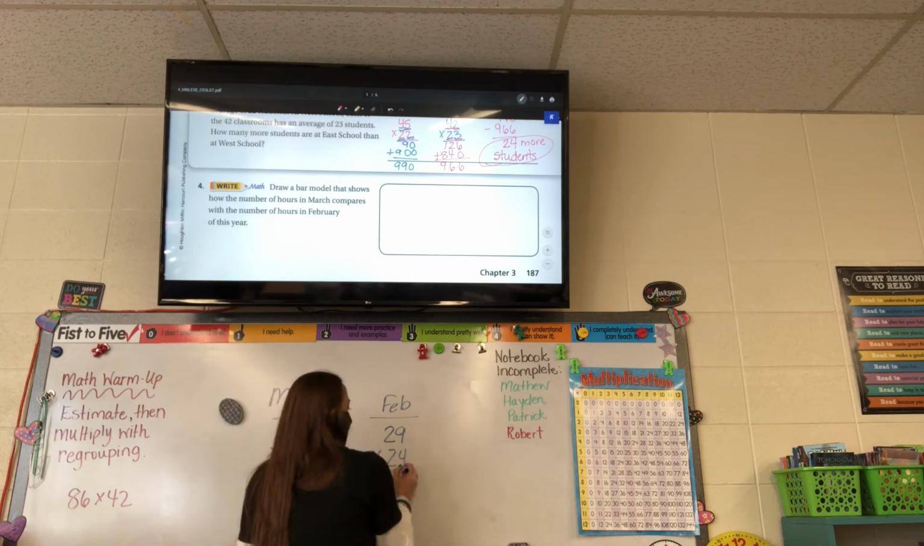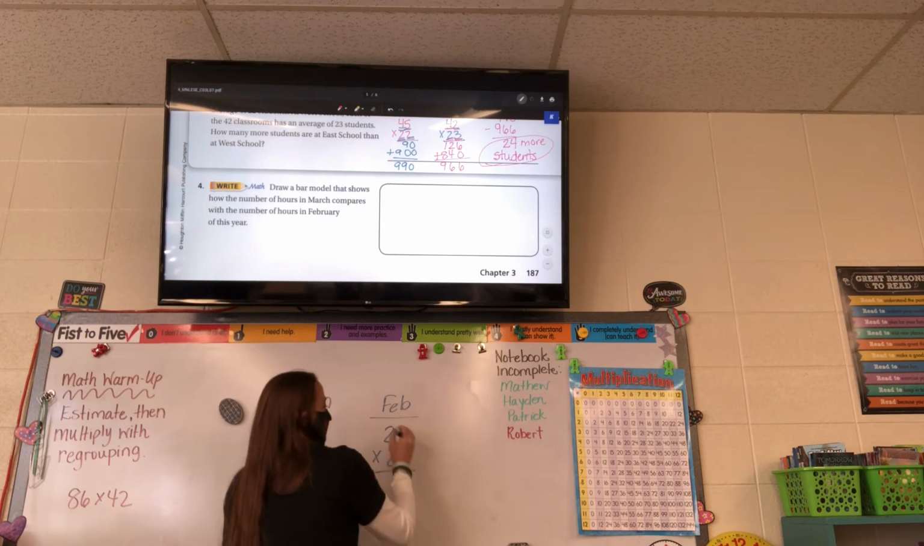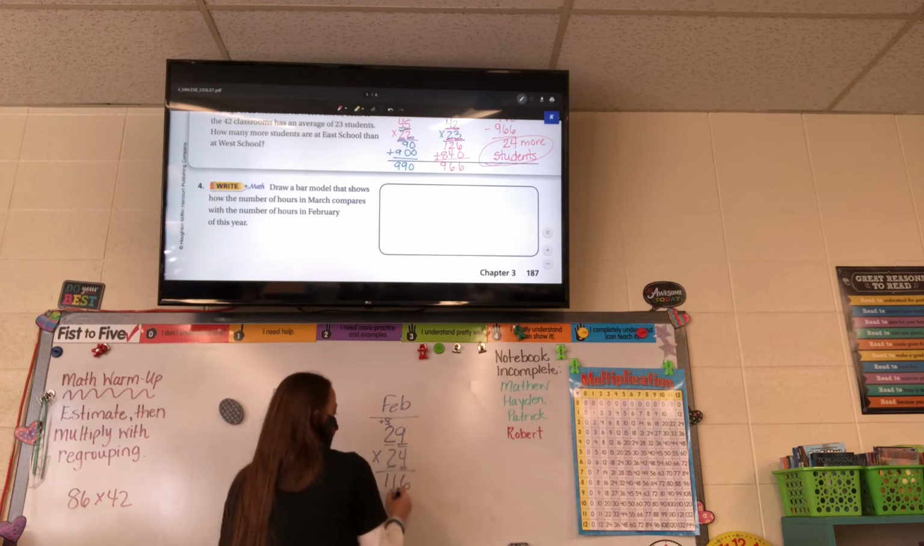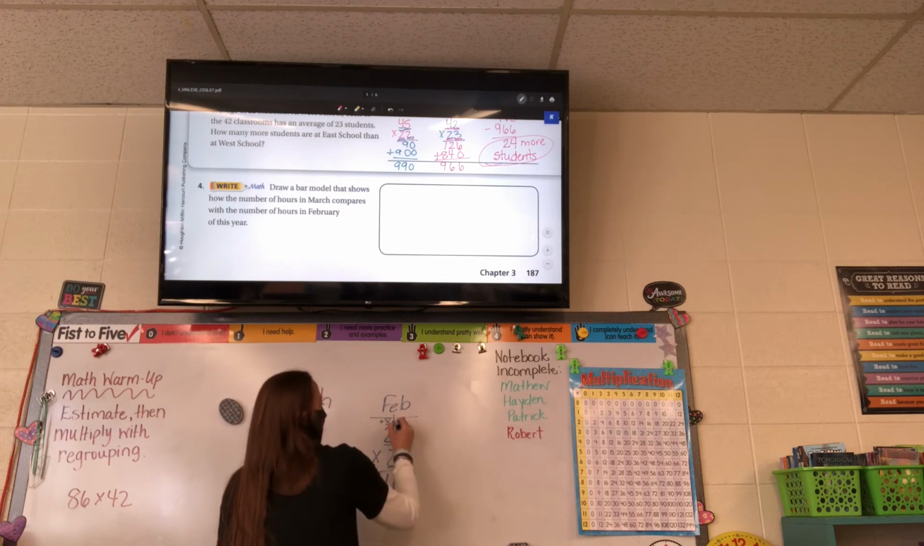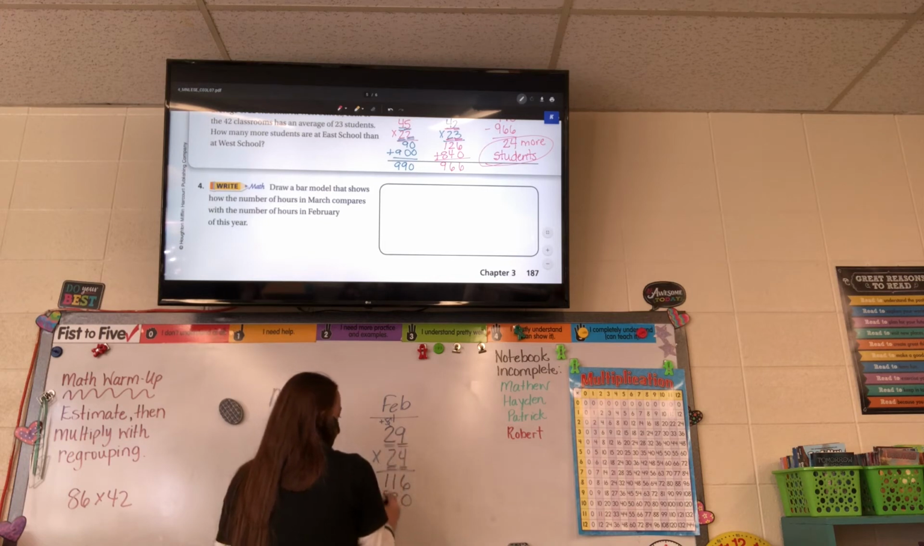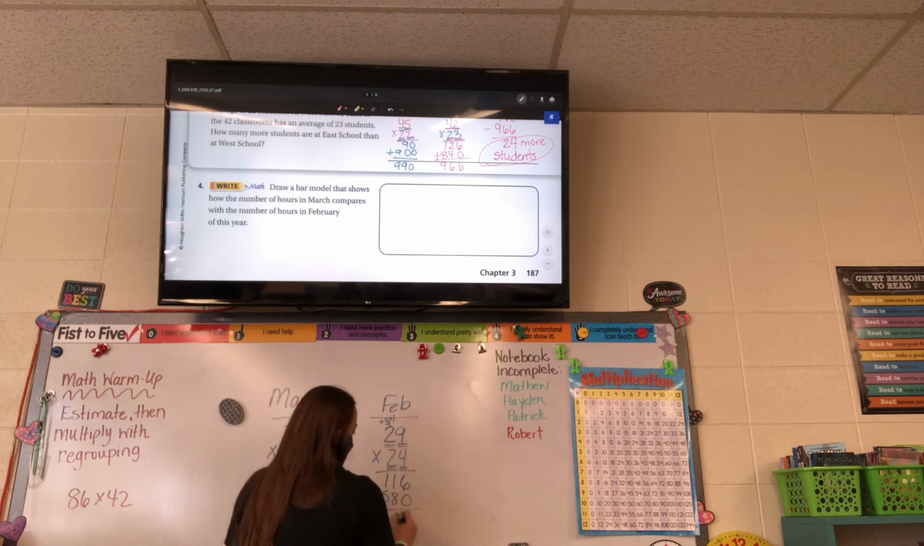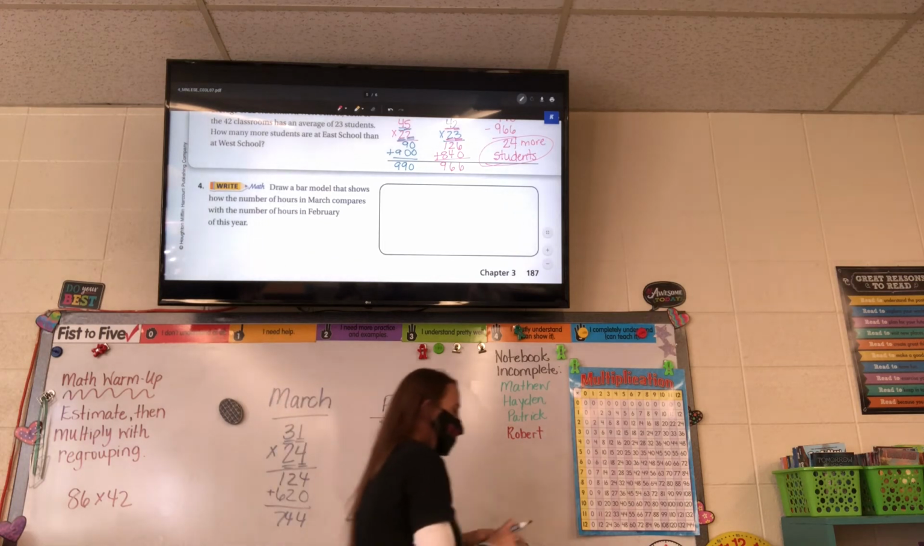For February, 4 times 9 is 36. Put down the 6, carry the 3. 4 times 2 is 8, plus 3 is 11. Cross out the 3, 0 placeholder. 2 times 9 is 18. Put down the 8, carry the 1. 2 times 2 is 4, plus 1 is 5. When we add those together, we get 696.